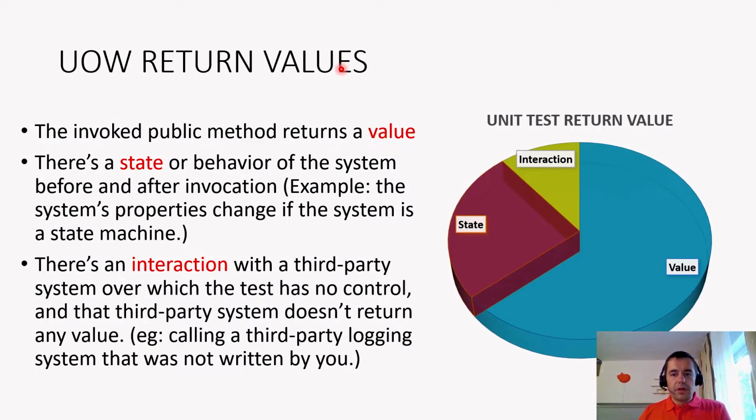So the unit of work's end results, as we see in this chart, are mostly a returned value, a state, or an interaction. The invoked public method returns a value, or there is a change in the state or behavior of the system before and after invocation. For example, if the system properties change, if the system is a state machine, we're checking that the state has changed. Or there's an interaction with, for example, a third-party system over which the test has no control, and this third-party system does not return any value. For example, calling a third-party logging system that was not written by us. We'll see in the next part such an example when a logging is called.